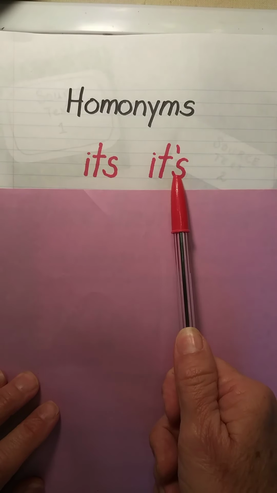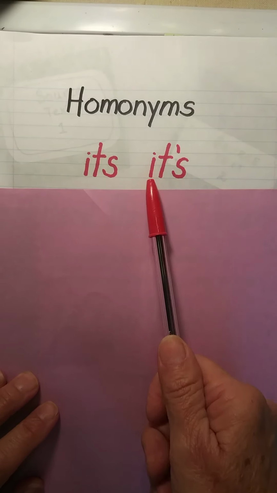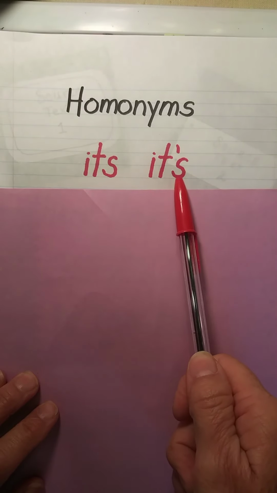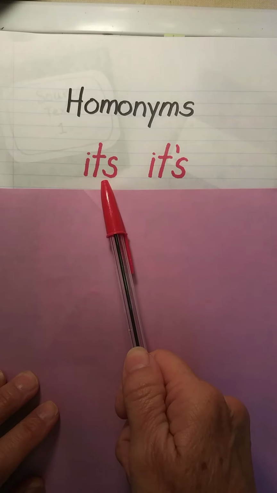Alright, let's talk about its first. So we have its and it's, one with an apostrophe and one without an apostrophe. The one with the apostrophe is, as you know, a contraction, right? It's a contraction of it and is. So this one means it is, and this one means its.